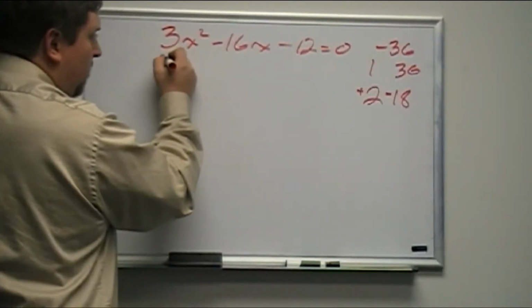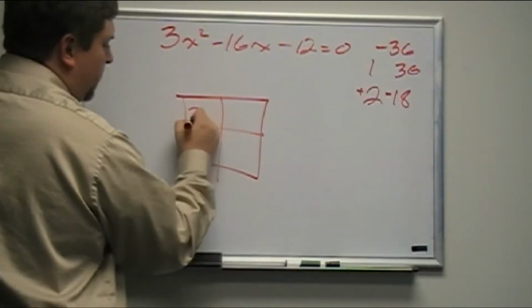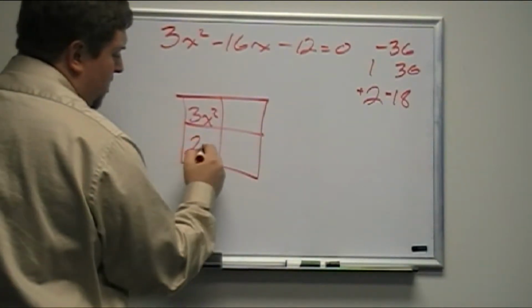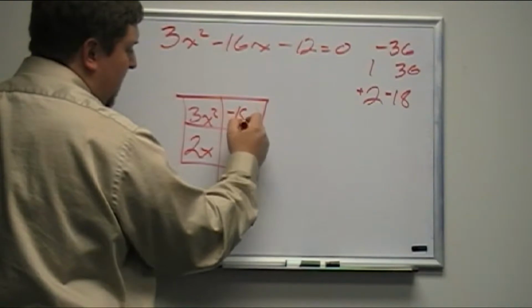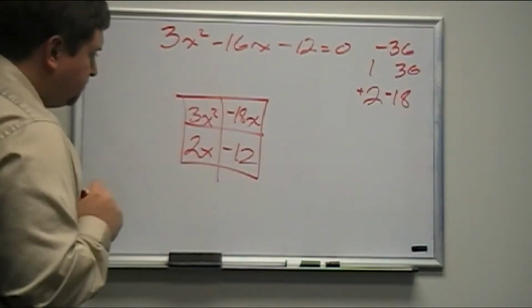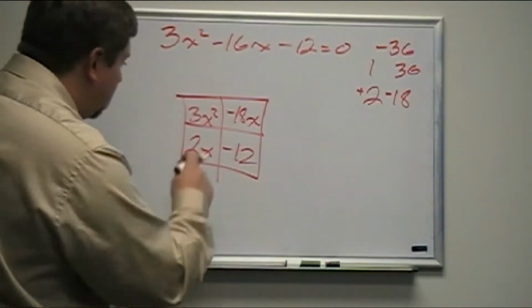So, make our window. 3x squared, first term. Bring these down, 2x positive. Up here we have a negative 18x. Down here is negative 12. Columns first.